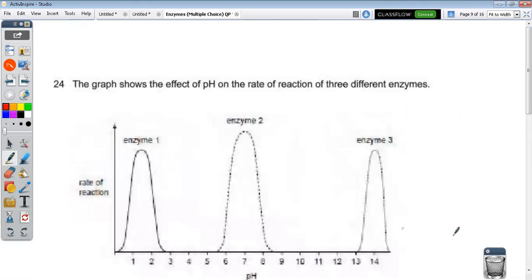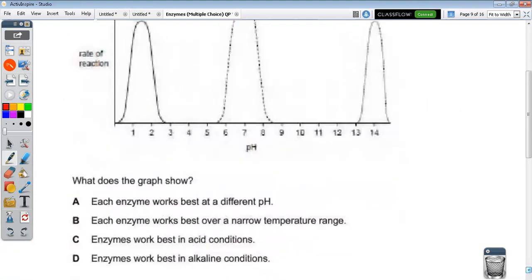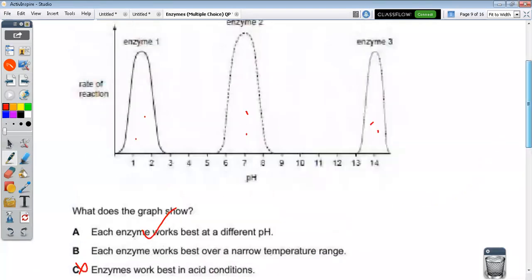Now you've got a diagram like that. And they are saying, what does this graph show you about enzymes? Enzymes work best in acidic condition, wrong, because this is acidic, this is alkaline. So this is best in acidic, that is best in alkaline. Clear? Enzymes work best at different pH. Clear?